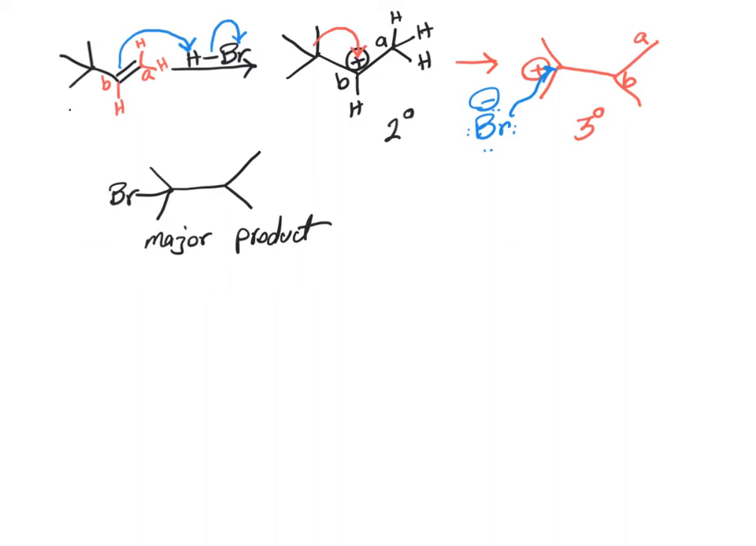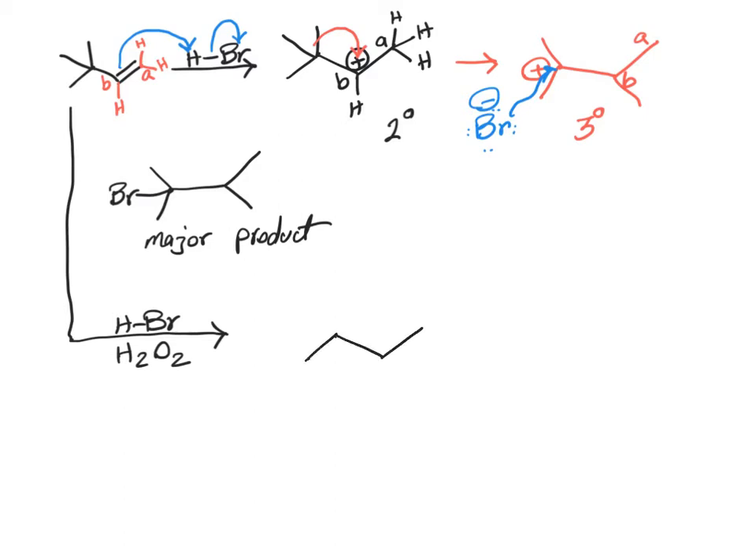If we use the same substrate, the same alkene, but we add peroxide to HBr, so we mix hydrogen bromide with peroxide, the reaction becomes anti-Markovnikov, and we don't have to worry about rearrangement. You just add hydrogen to the carbon with fewer hydrogens, and bromine, the nucleophile, to the carbon with more hydrogens. And this is the final product of this reaction.